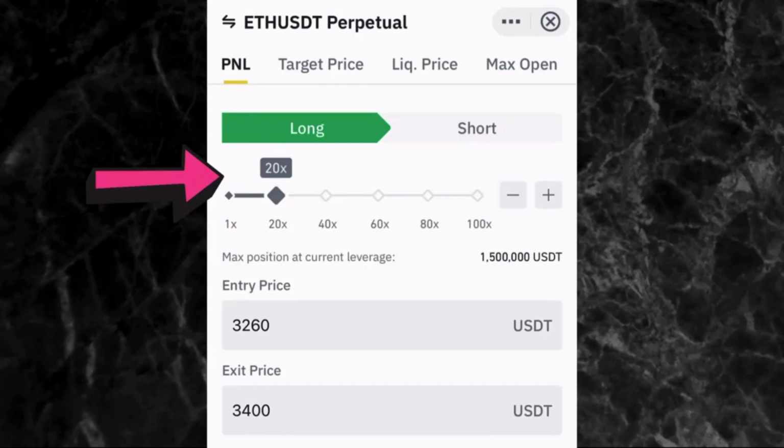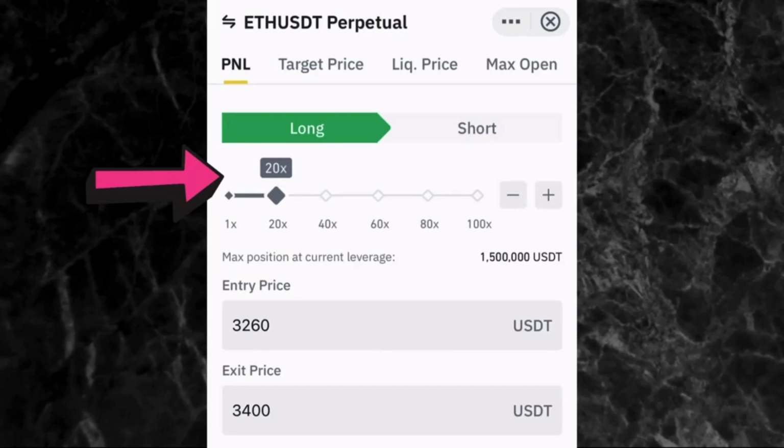Now let me show you what leverage means. So let's say, for example, I'm using 20x leverage for this trade. Now if this asset ETH should move up by 1%, we are going to make 20% profit. If it should move up by 10%, you are going to make 200% profit. If it should move up by, let's say, 50%, we are going to be making 1000% profit. So that's actually the power of leverage.